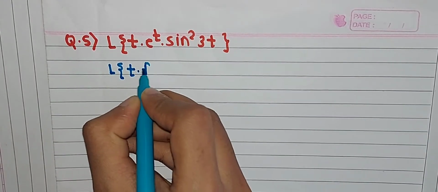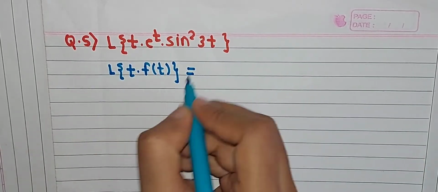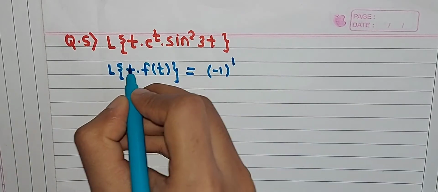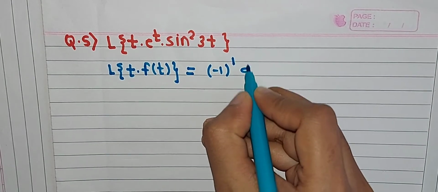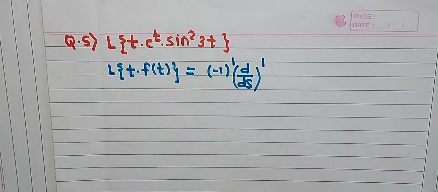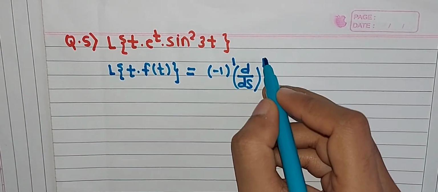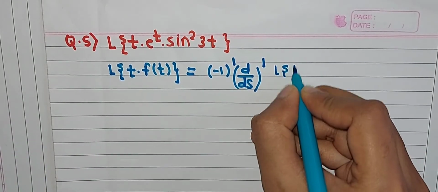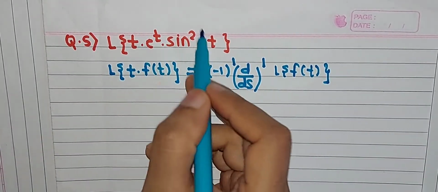We will solve this theorem by one formula, that is when we have a function like this, Laplace of t into f of t, this is our actual formula. Then we can write our Laplace transformation as minus 1 raised to 1, because here t has a power 1, therefore minus 1 will contain power 1, d by ds. Similarly d by ds also contains a power 1 because t has a power 1, and apply Laplace on this f of t, that is L of f of t. This is our first formula. We will use this formula to solve this example.